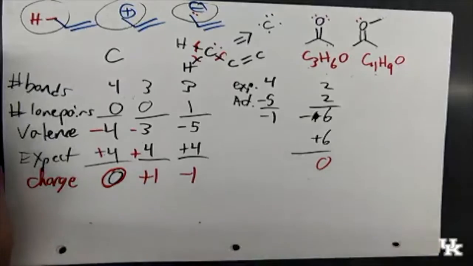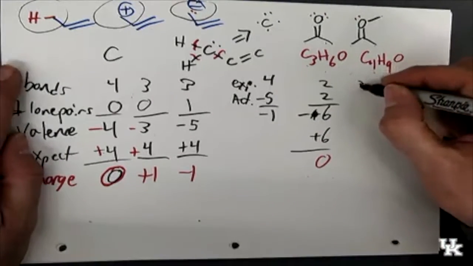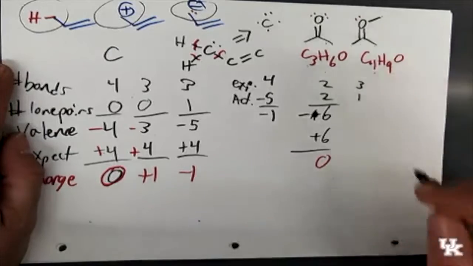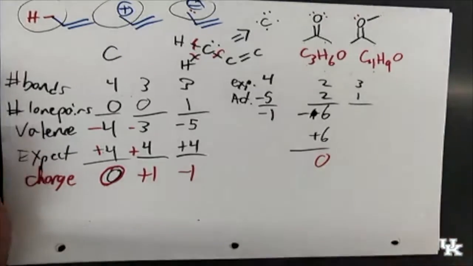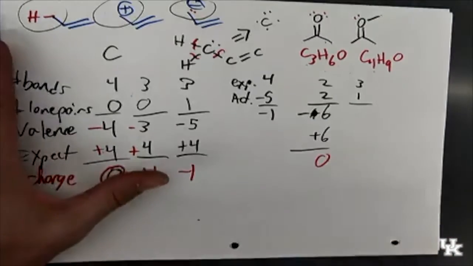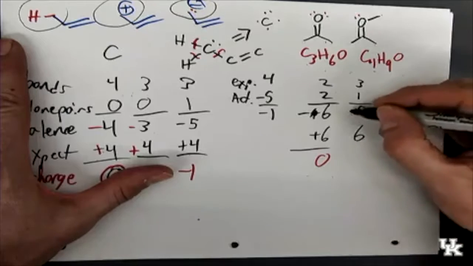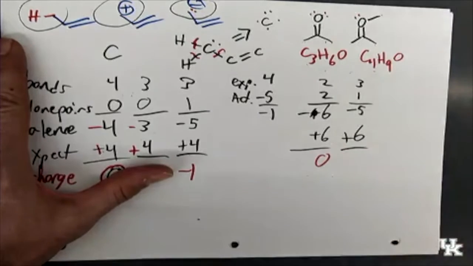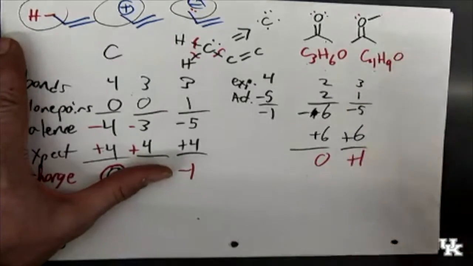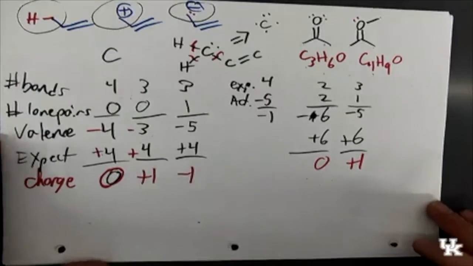If we go through our standard set of questions, how many bonds does it have? It has 3 bonds. How many lone pairs? It has 1 lone pair. That means we have how many valence electrons? 5. Yeah, I heard it better that time. 5. Okay, we expect 6. Minus 5 plus 6 is a +1 charge. Everybody see that? Okay, good.